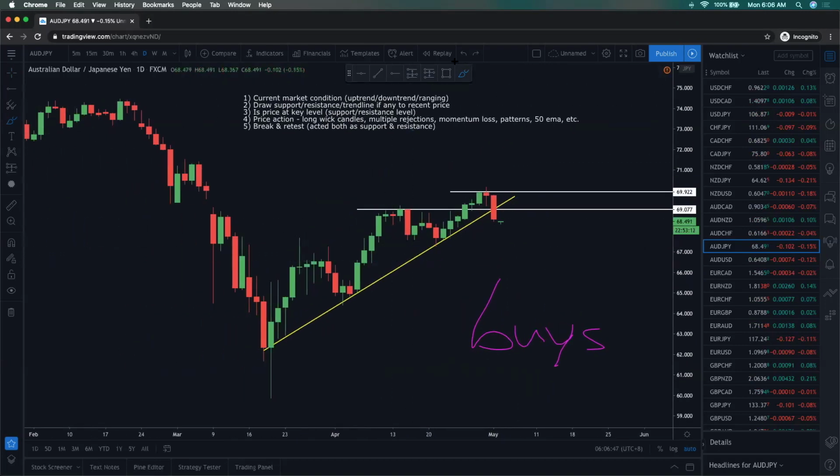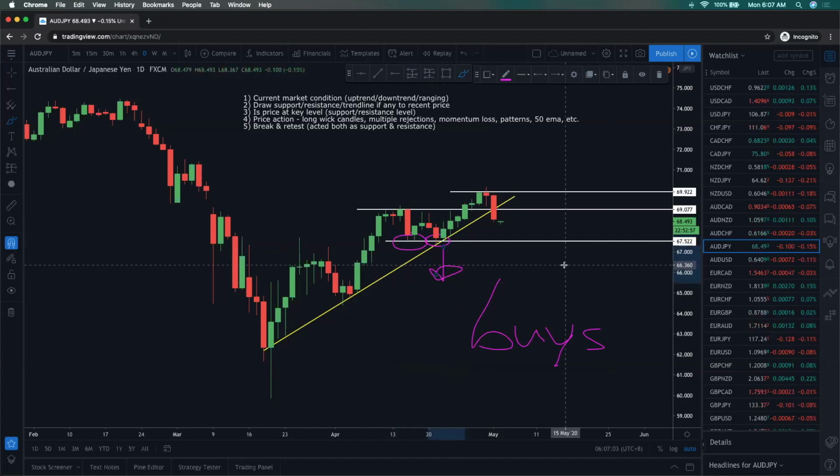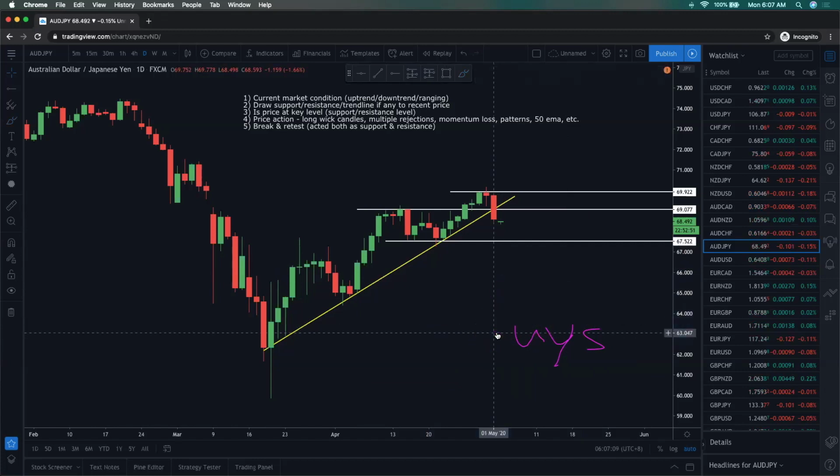I do not have to draw it, but if you want, you can also draw the next support, which is this area here. Why do I draw this area here? Because again, just to show you, this was a weak rejection, and price did not manage to break downwards. So that's why we are drawing the support at that area. Okay, let me just clear this away.